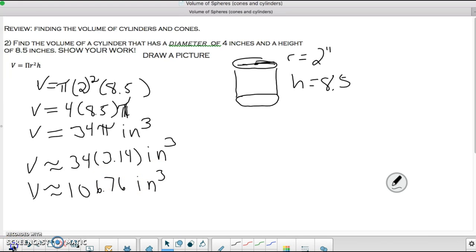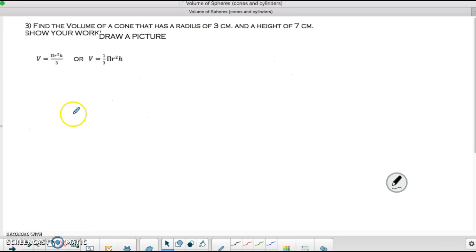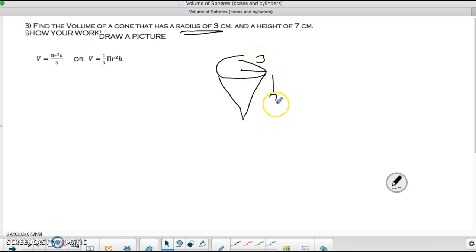So we'll go to one more. We'll find an example of the volume of a cone. Once again, draw a picture. So here's a cone. You know my artistic ability is not that great, so please forgive me. Be careful here. They've given me the radius. Last time they gave me the diameter. So the radius is 3 centimeters and the height is 7 centimeters. 7 centimeters here, 3 centimeters here.